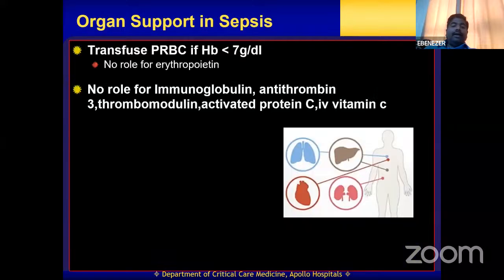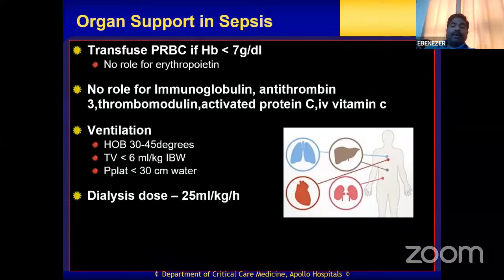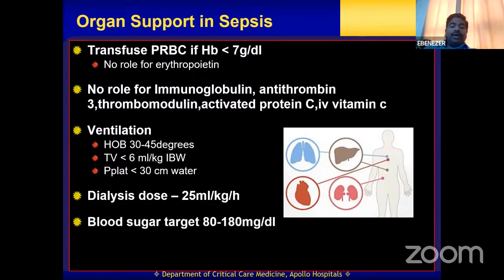Okay. And any other thing, for example, absolutely there is no role for immunoglobulin. Okay. All these experimental therapies absolutely have no role. IV vitamin C. Okay. Last few years, people are using IV vitamin C right and left. The new guidelines are very, very clear. IV vitamin C, they're against it. They have taken it away. Okay, and blood sugar target, etc.